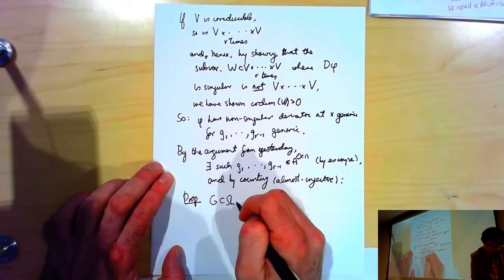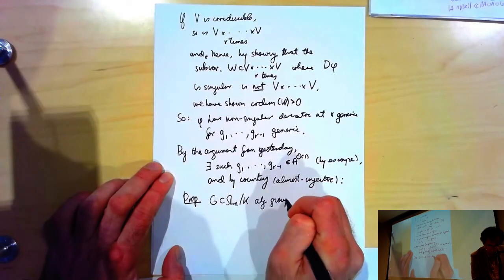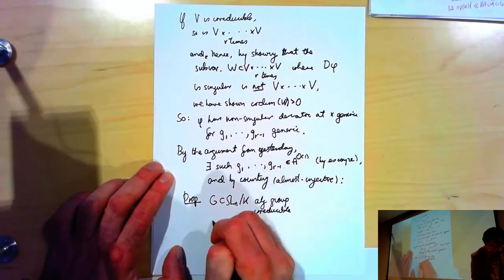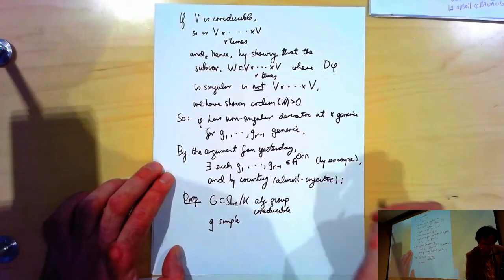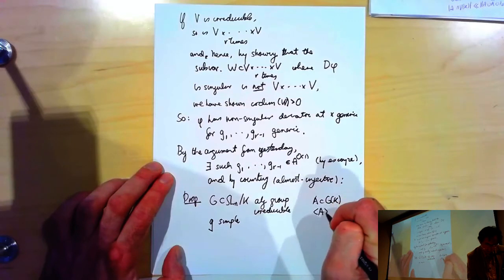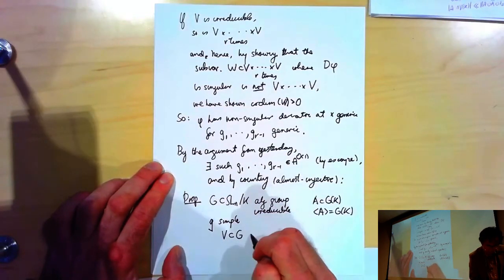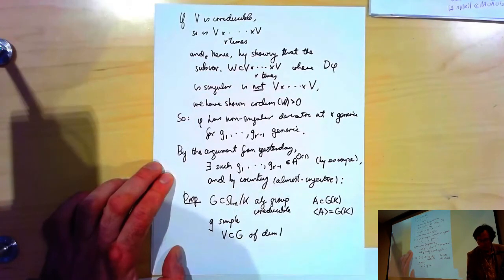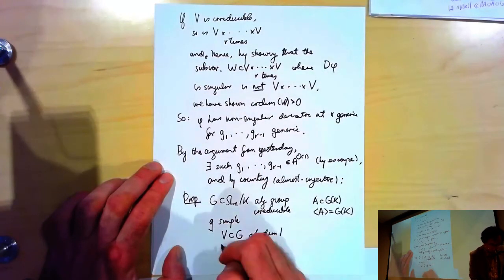So let G be an algebraic group, irreducible, and the Lie algebra is simple, slightly stronger than asking for just G to be simple. A in G(K), A generating G(K), V in G of dimension 1. And you can assume that V is irreducible without loss of generality. You just decompose it into irreducible subvarieties.